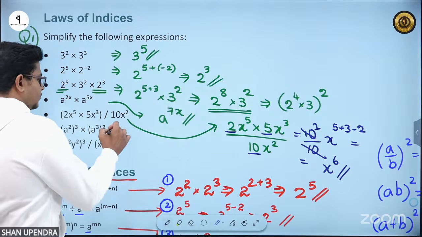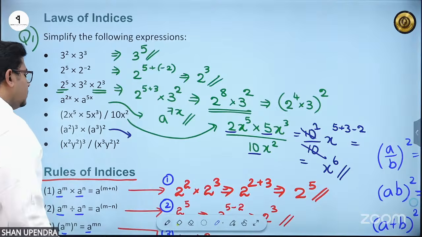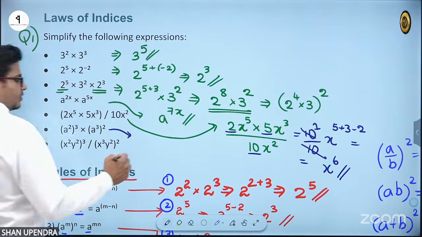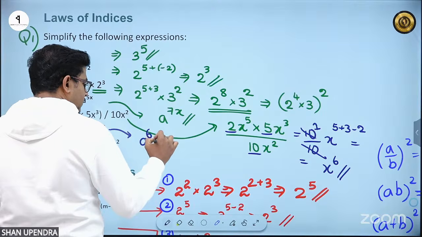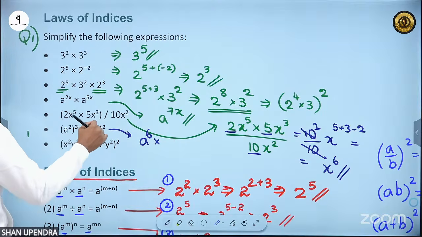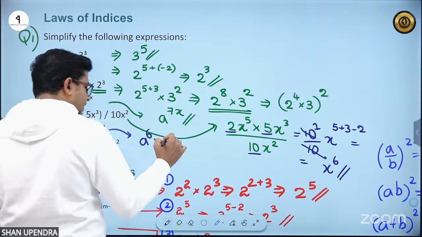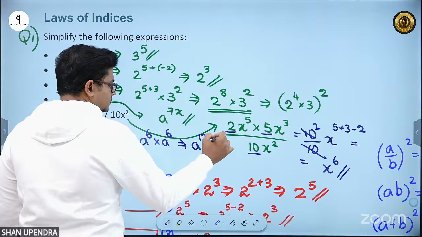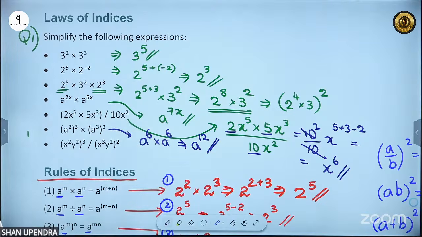Okay, this one. So here you can see it's a to the power 2 to the power 3. That means a to the power 6, into here a to the power 3 to the power 2 means again a to the power 6. Finally a to the power 12.